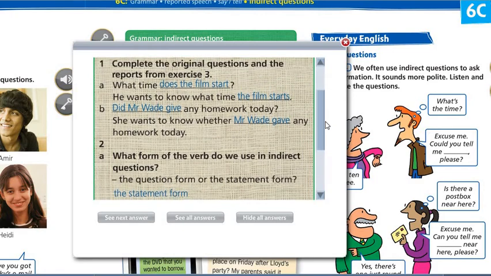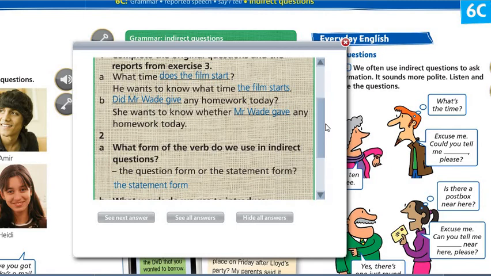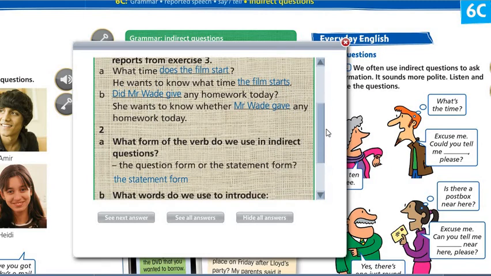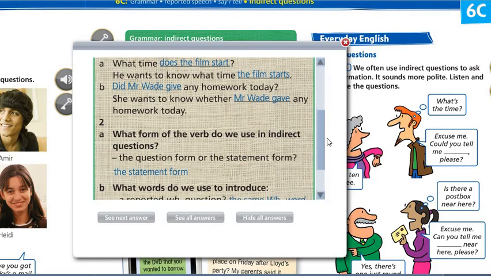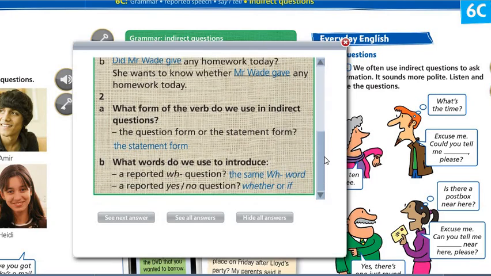No, međutim, u indirect questions mi nemamo tu formu, već nam rečenica, vidite, završava sa full stop, sa točkom i zapravo dobijemo izjavnu rečenicu koja je zapravo indirektno pitanje. She wants to know whether Mr. Wade gave any homework today. So it's the statement form, izjavna forma, a ne upitna forma.